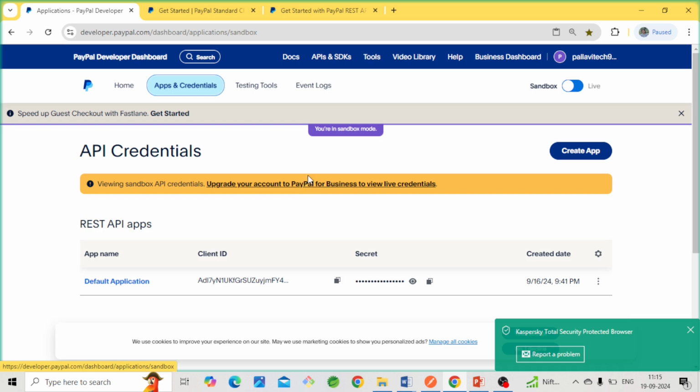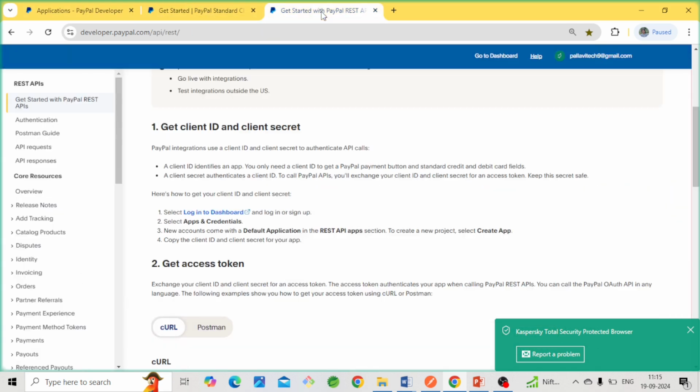Here, if you are observing, in order to make an API call, we need the client ID and client secret to authenticate the API calls. A client ID identifies an app. You need a client ID to get the PayPal payment button and standard credit and debit card fields. A client secret authenticates a client ID to call PayPal APIs. You will exchange your client ID and client secret for an access token. Keep this secret safe.